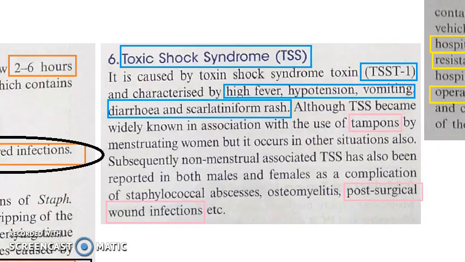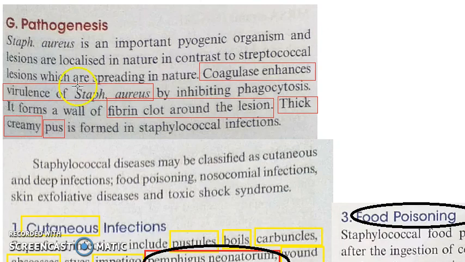Then, tampons cause what? Toxic shock syndrome. Has already been discussed for you. Don't forget that. So I think that covers all the diseases from Staphylococcus. They can cause pus, okay? Remember, they are pus creating infections. Now, pyogenic, right? That's what we say.